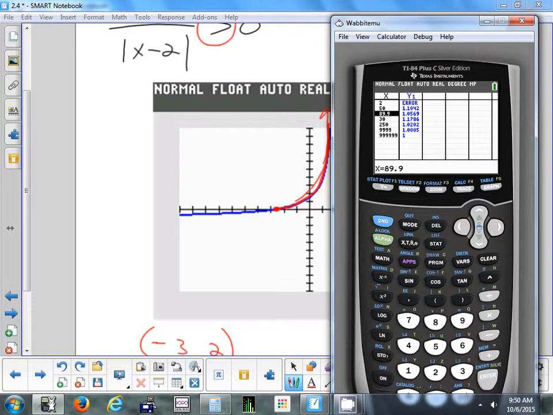Did it go below 0 at 50? No, not yet. Let's try 500. Did it go below 0 yet? Nope. Let's try like 10,000. Did it go below 0? No. If I've gone all the way out to 10,000 and it's still above 0, it's probably never going to go back below 0. In fact, it's probably never going to go below what number? 1. It looks like it's getting very close to it, but it looks like it's not going to reach it.